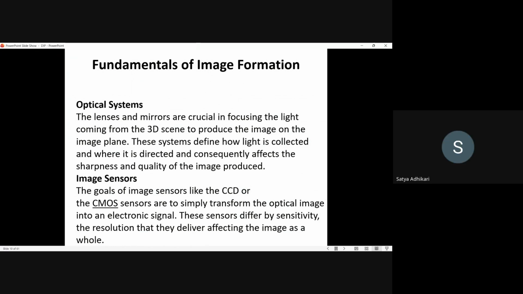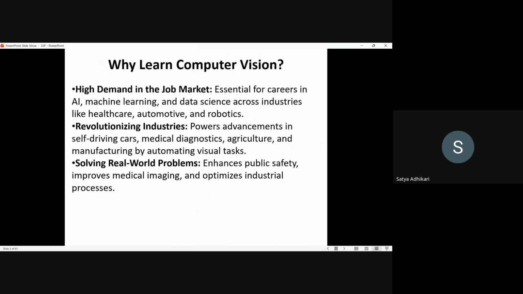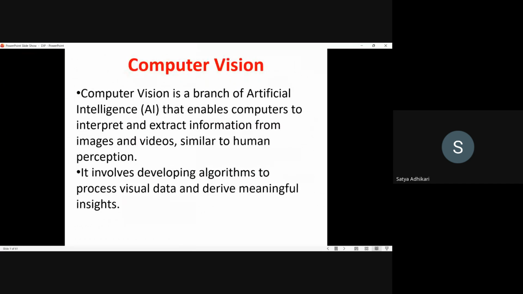So last class we discussed computer vision in image processing, and its applications, its visions. So computer vision is actually a branch of artificial intelligence (AI), and it enables computers to interpret and extract information from images and video similar to humans.